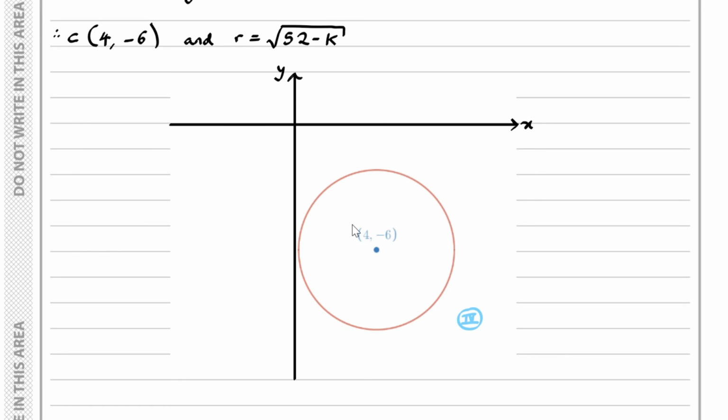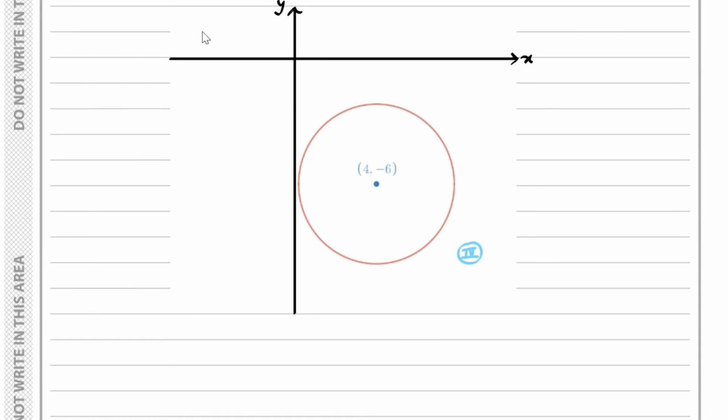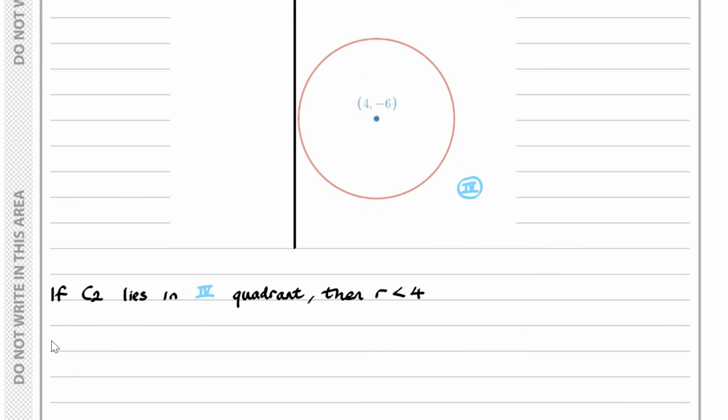And for it to lie in the fourth quadrant, the radius must be less than 4. If it was equal to 4, the circle will touch the y-axis, and we don't want that. Otherwise it won't lie entirely in the fourth quadrant. So what we can say from that is, if C2 lies in the fourth quadrant, then the radius must be less than 4. So in other words, we have the square root of 52 minus k, which is less than 4. And from this it follows that 52 minus k must be less than 16, which in conclusion we can say k must be greater than 36.